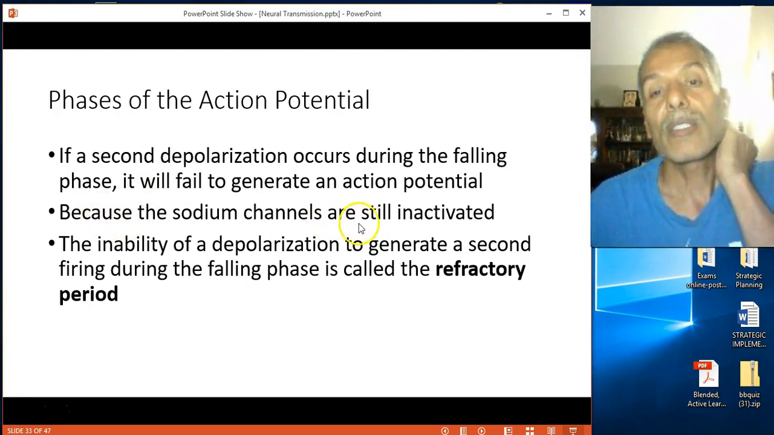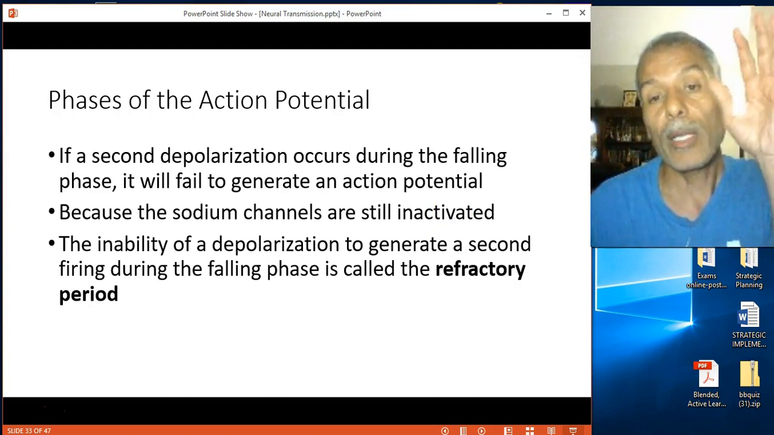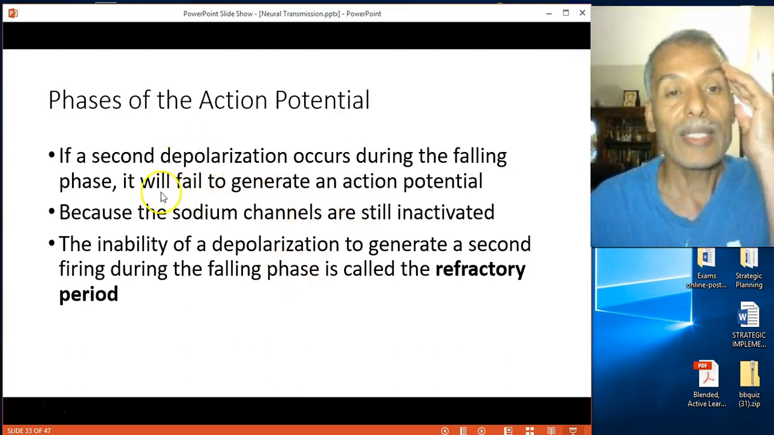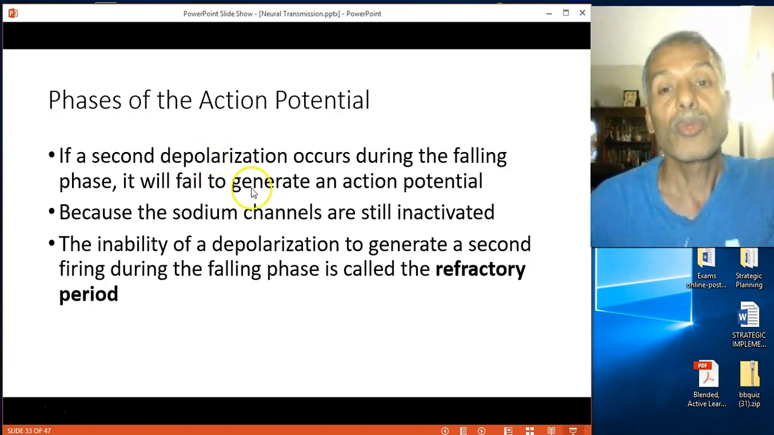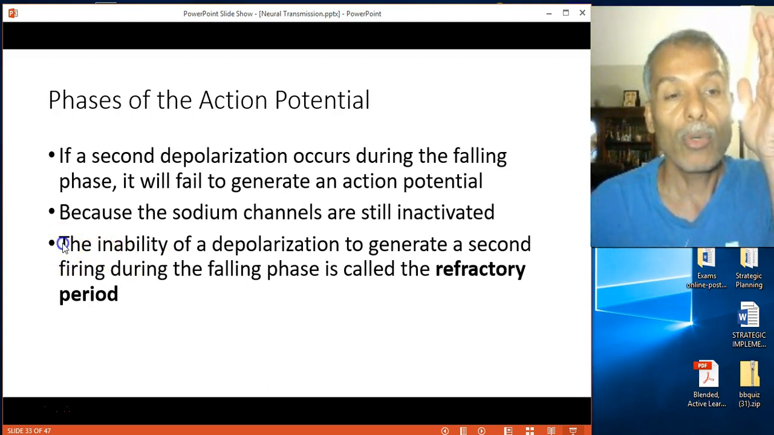So again, because the sodium channels are still inactivated, because they just did their job and they take a little break, that is not going to allow a second depolarizing stimulus to cause another action potential. It can't happen because the sodium channels are resting. They are inactivated. So the inability of the depolarization to generate a second firing during the falling phase is called the refractory period, the resting period. So again, the refractory period is the inability of a depolarization to generate a second firing during the falling phase of the action potential. So I'd like you to know this definition.